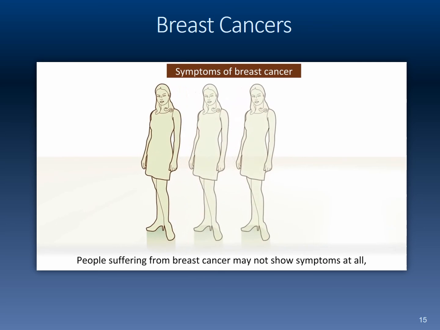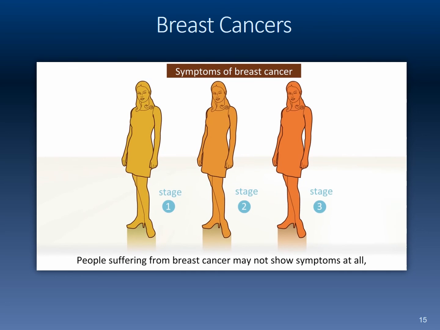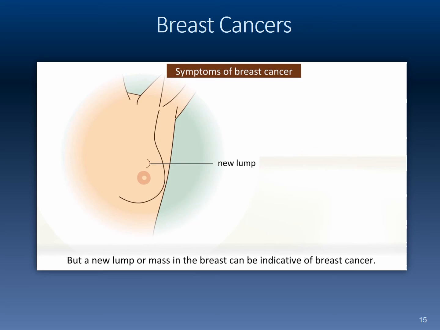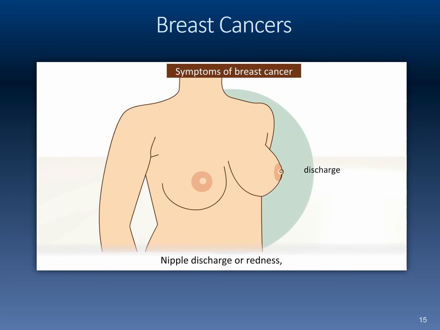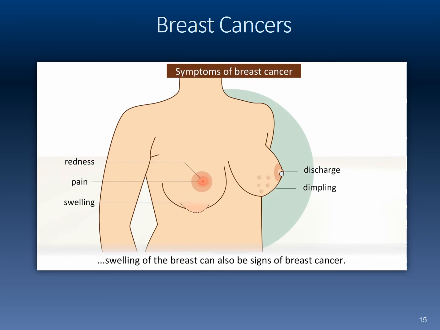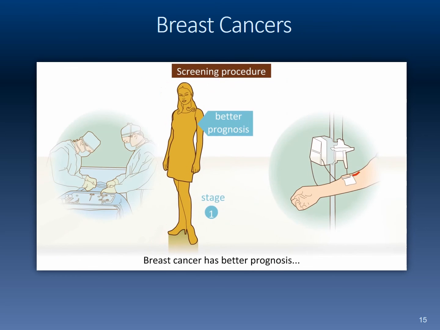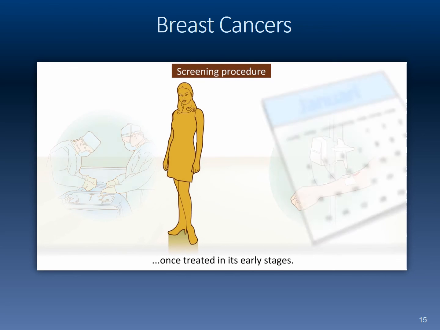People suffering from breast cancer may not show symptoms at all, especially in its early stages. But a new lump or mass in the breast can be indicative of breast cancer. Generally, any change to the breast appearance, texture, and pain can be a sign of breast cancer. Nipple discharge or redness, breast or nipple pain, dimpling, or swelling of the breast can also be signs of breast cancer.